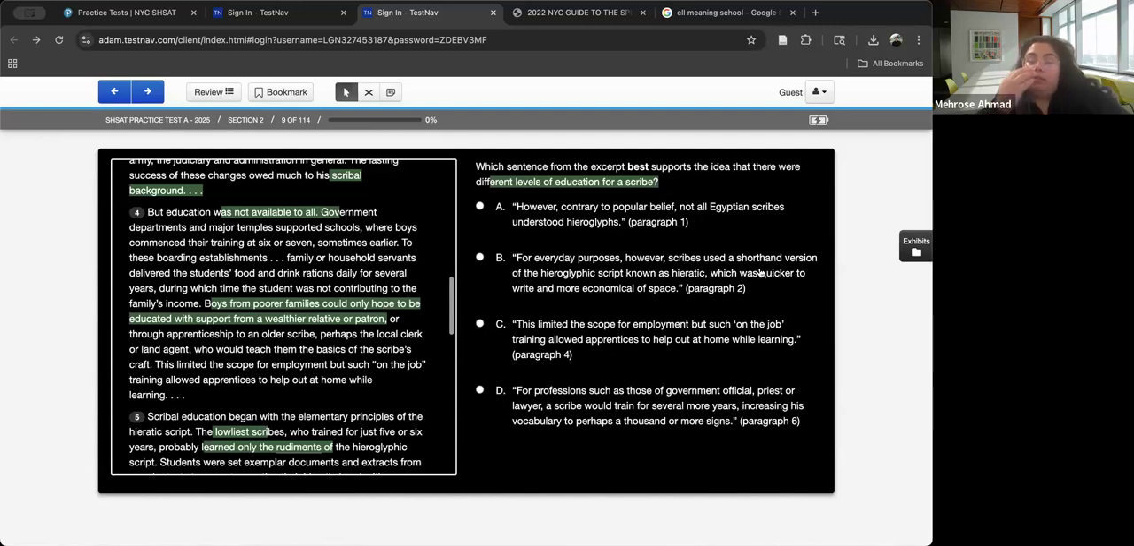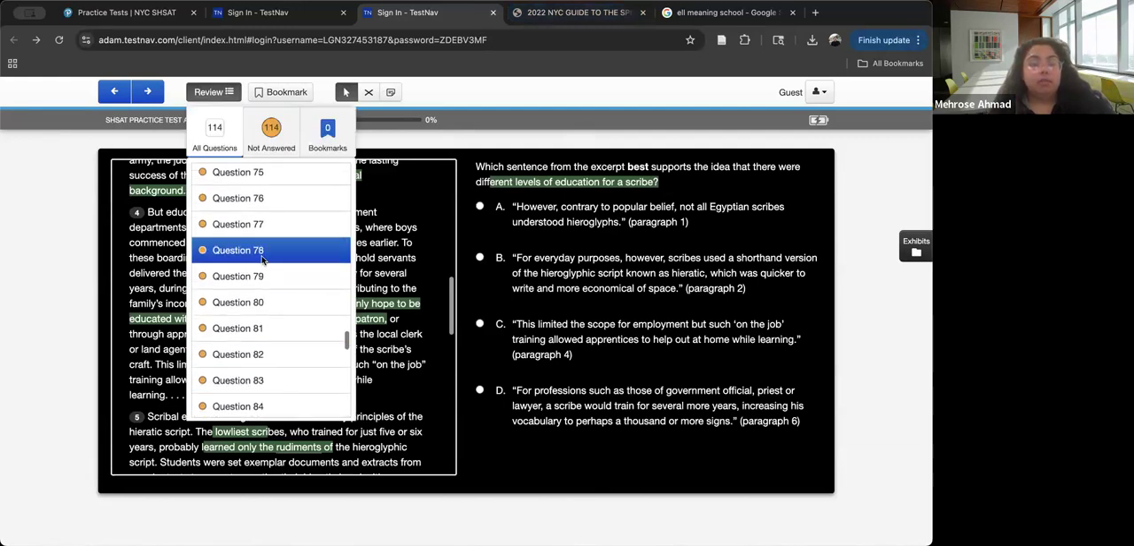B is just describing the fact that there is a different form of the hieroglyphic script, which is the hieratic, not describing different educations. A is describing just the fact that non-Egyptian scribes understood hieroglyphs. So D is the best answer. And I hope that makes some sense.